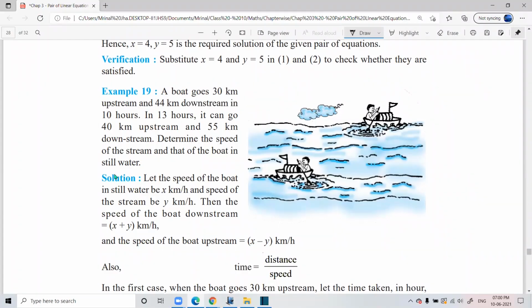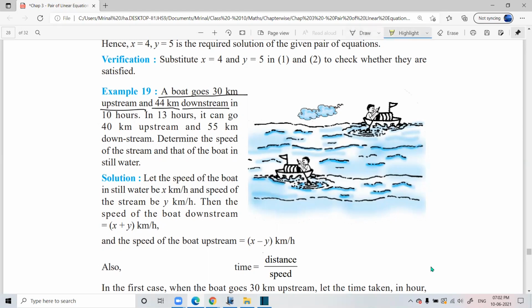Okay, let's take this problem now. Example 19. So make sure you focus and you understand how to work on these problems. Okay, this is very simple. It's nothing complicated, but it's an important type of question. So let's understand the story. What is happening first of all? A boat goes 30 kilometers upstream and 44 kilometers downstream.